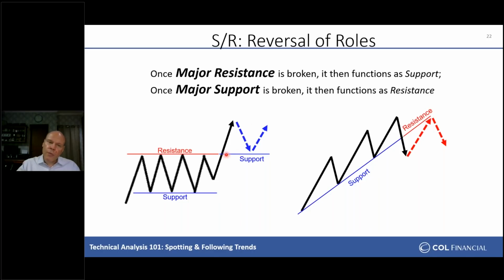So similarly, if you missed the opportunity to buy this earlier on, then you want to use this correction here towards support as your next buying opportunity to take advantage of this. And so understanding the reversal of roles should be able to help you understand when those next opportunity spots can come around.